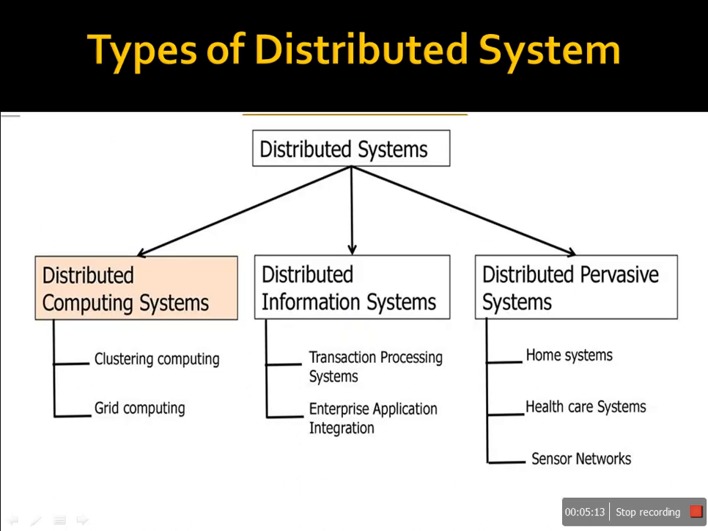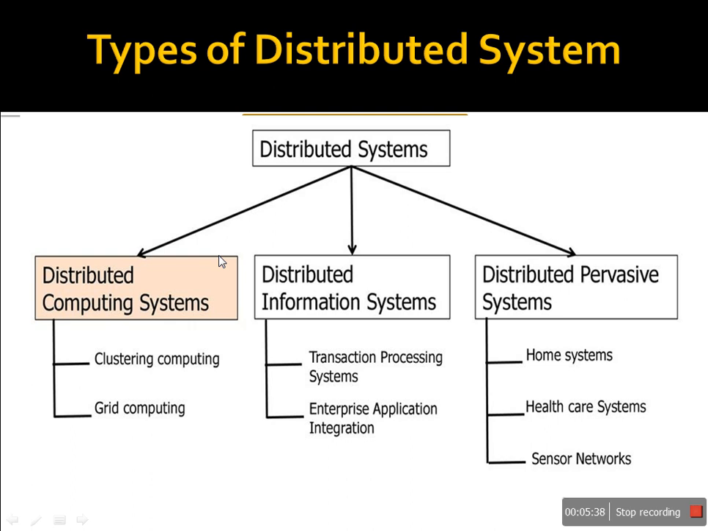Next is types of distributed systems. There are three types of distributed system. The first one is distributed computing system, the second is distributed information system, and the third is distributed pervasive system.